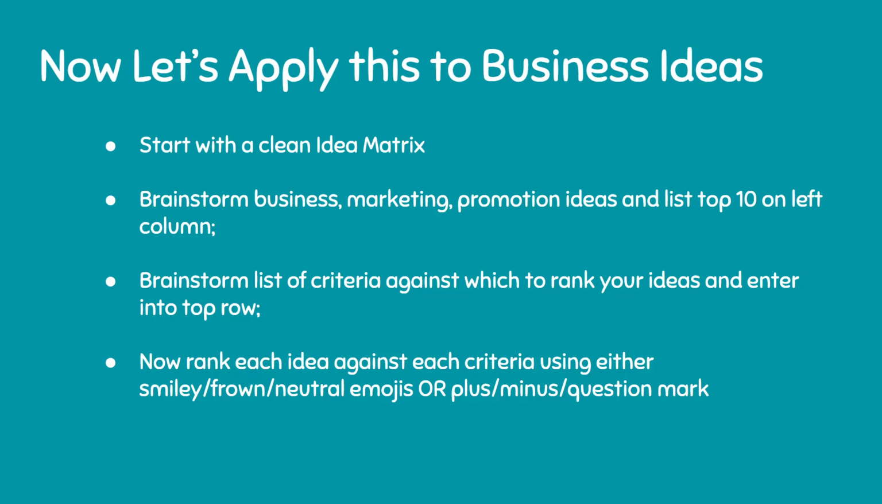So you're going to brainstorm ideas for the left column. You're going to brainstorm a list of criteria against which you're going to rank your ideas and enter those on the top row. Just make 5 or 6 of them. Doesn't have to be a lot. In fact, if you do too many of them, it becomes a little bit too confusing.